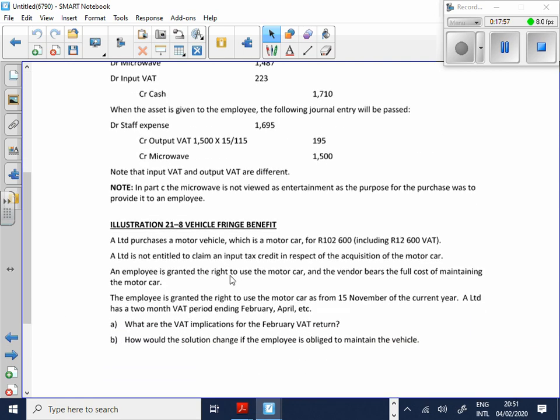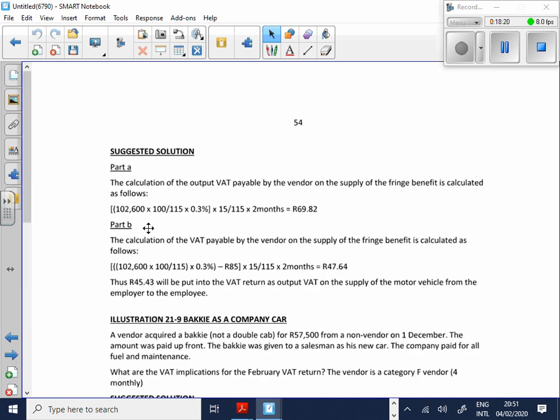Motor vehicle fringe benefit. It says a limited purchases a motor vehicle, which is a motor car, for 102,600, including 12,600 VAT. Cost ex VAT is 90. A limited is not entitled to claim an input VAT. An employee is granted the right of use of the motor car, and the vendor bears the full cost of maintaining the car. Okay, so what are we going to do in the solution? We're going to say 102,600 times 100 over 115 times 0.3%. Guys, comfortable? Times 15 over 115 times 2 months.